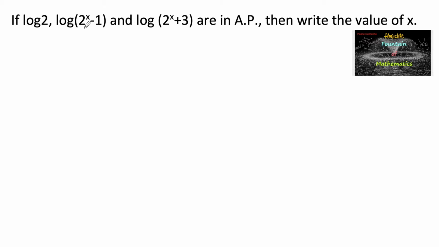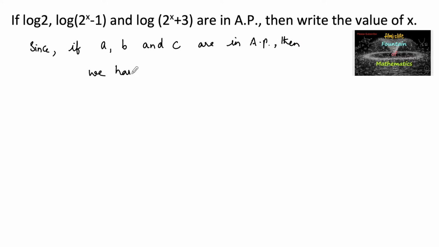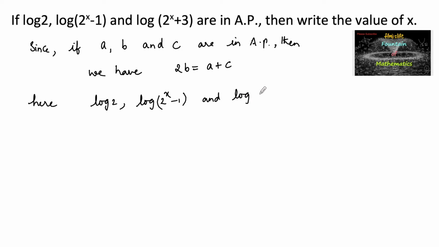If log 2 power x minus 1 and log 2 power x plus 3 are in arithmetic progression (AP), then write the value of x. Since we know that if a, b and c are in arithmetic progression, then we have 2 times b is equal to a plus c. So here log 2 power x minus 1 and log 2 power x plus 3 are in arithmetic progression.